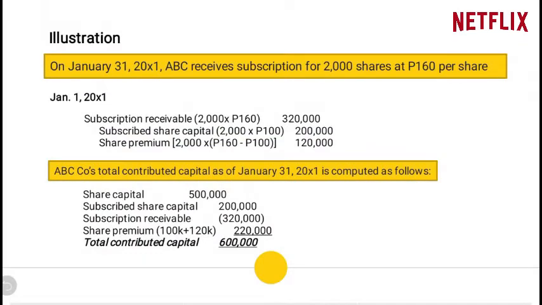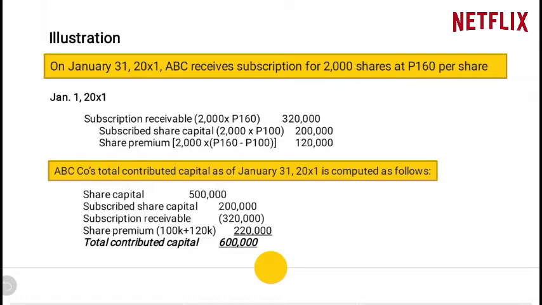Next illustration. On January 31, 20X1, nakatanggap daw si ABC Company ng subscription for 2,000 shares at 160 per share. To record this journal entry, subscribed share capital is credited at par value regardless of the subscription price, and share premium is credited at the subscription date even for subscriptions that are not yet paid, provided that it is probable that the total subscription price will be collected.